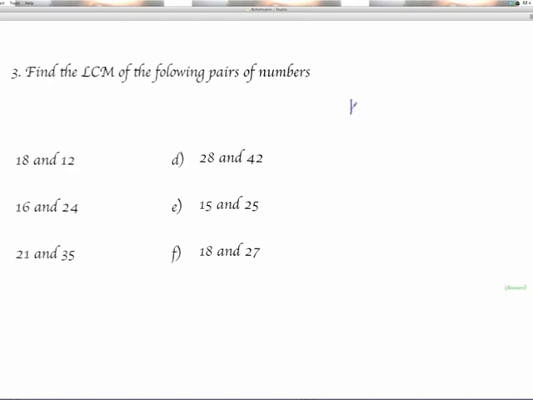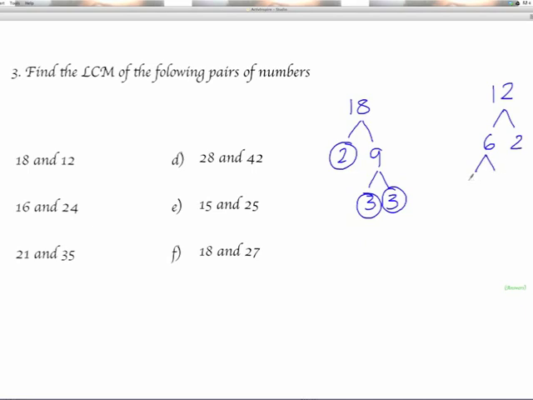For this next one, you're going to find the lowest common multiple for these numbers. I'll go through A with you. You're going to use factor trees because the numbers are getting a little bit more tricky. So we've got 18 and we've got 12. So to make 18, I can do 2 times 9. 9 is not a prime number, so I break that down some more into 3 times 3. So now I have all of my prime numbers. Okay, for 12, I can have 6 times 2, and then the 6 is just going to be a 3 multiplied by 2.